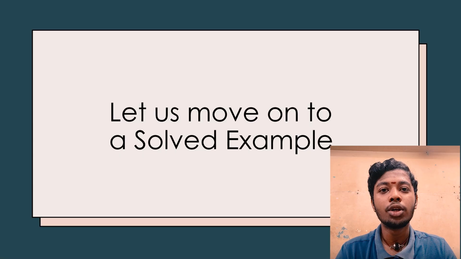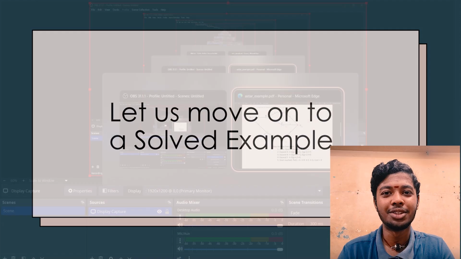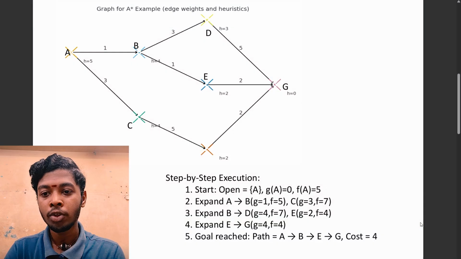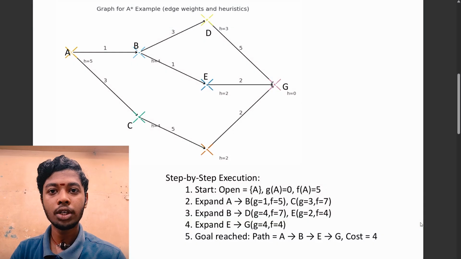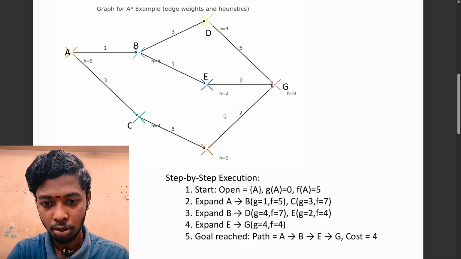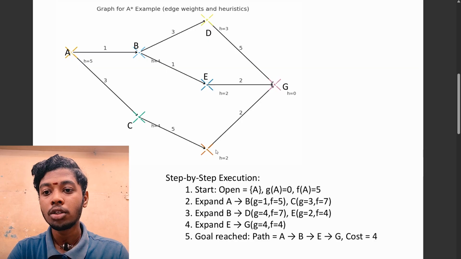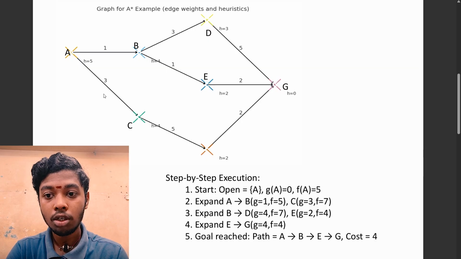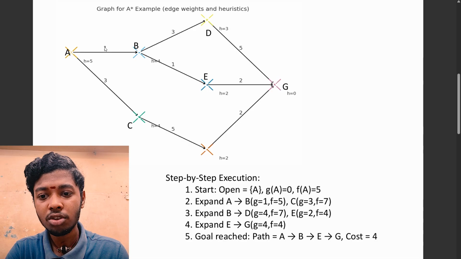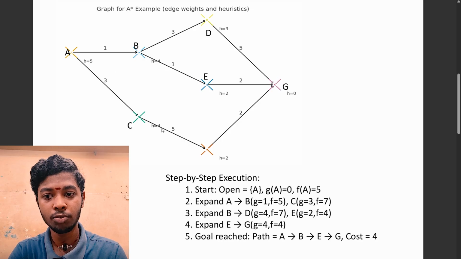So now we are going to move to the solved example. We are considering this graph as an example. In this graph, we can see the nodes A, B, C, D, E, G. The F is not mentioned, sorry for that. The number values written above the arrows are the values of g, and these are the h values. This is the basic understanding of the graph.